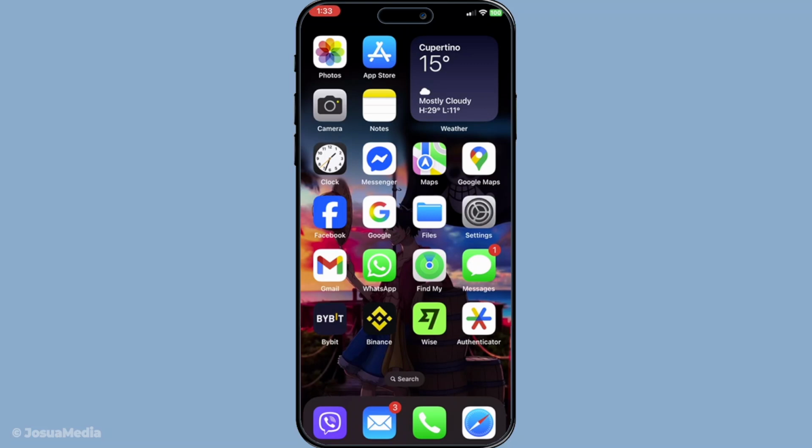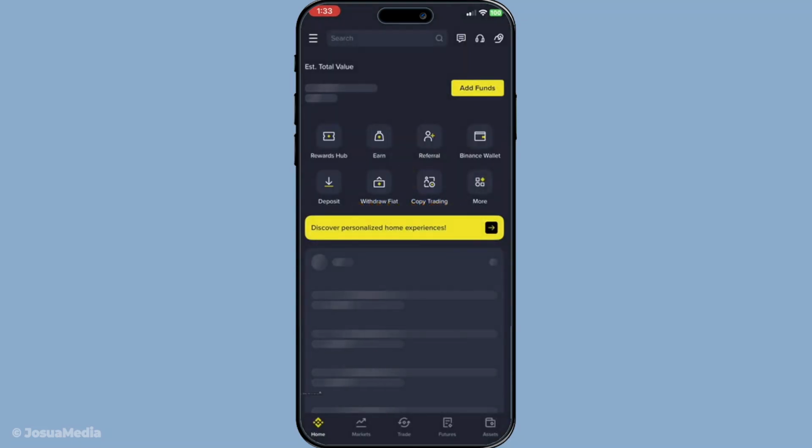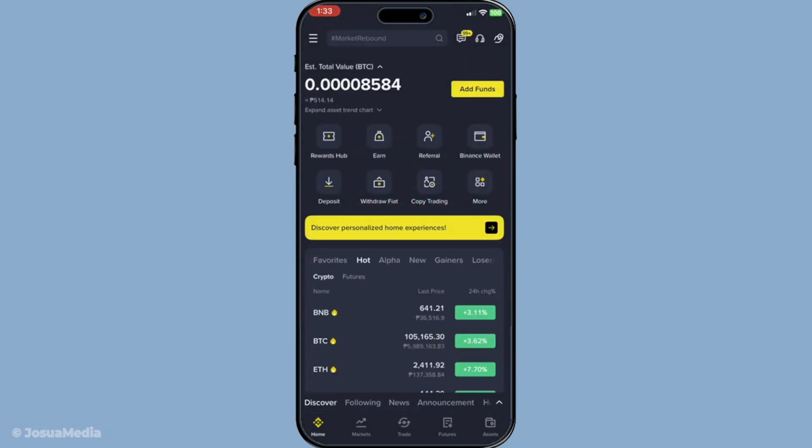First and foremost, make sure you are logged into your Binance account. Having a secure login should be your top priority. Ensure you have a strong password and, if possible, enable two-factor authentication for an added layer of security. Once you're logged in, you have access to a world of trading opportunities.